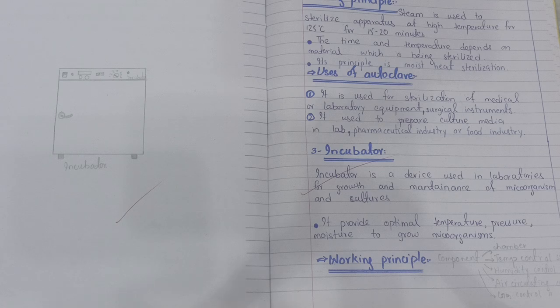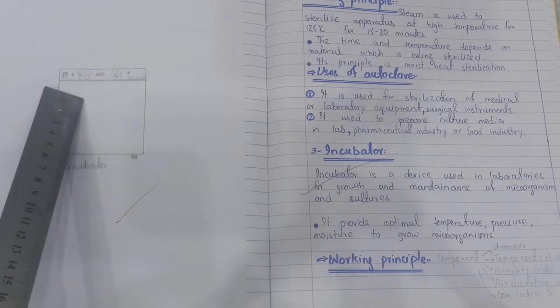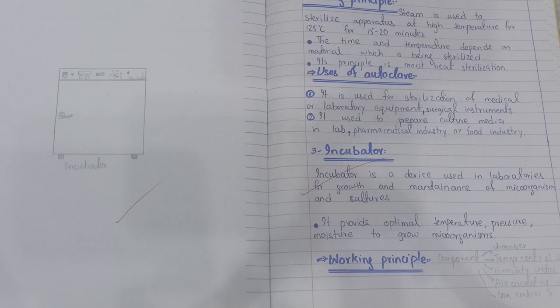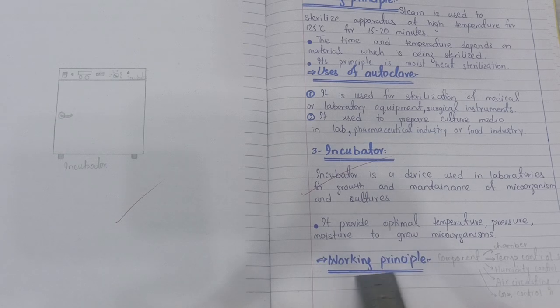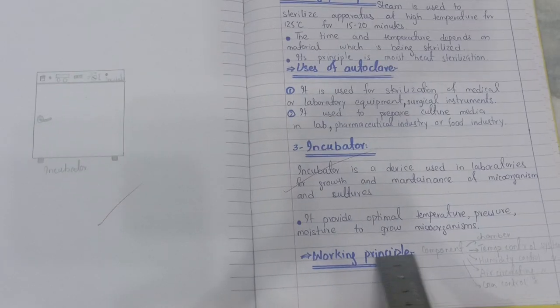Okay, so this is the picture of an incubator, and it has a lot of controlling devices present in it by which you can control all the optimum conditions for your organism. It also provides optimum temperature. Same thing, it's repeating. So what is the working principle or what are the components of it?